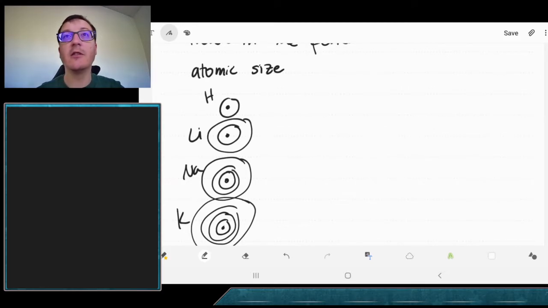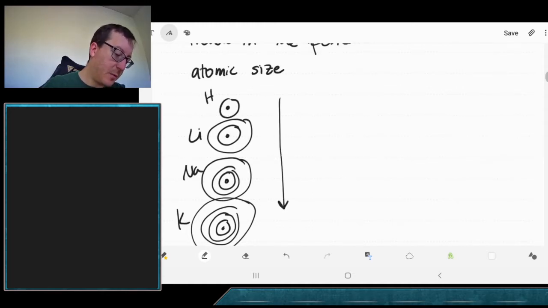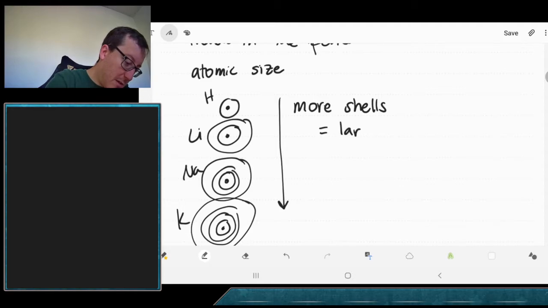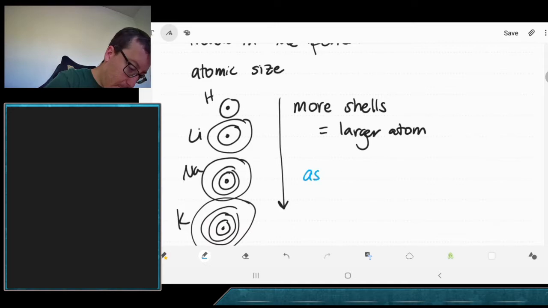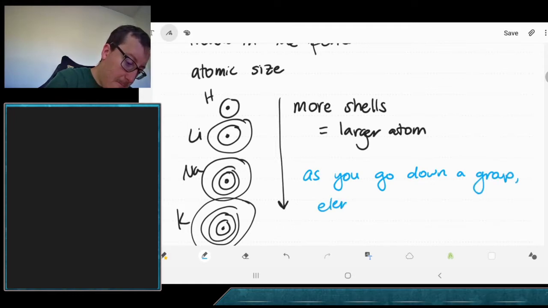there's a pretty obvious trend here in terms of size, even though these are just pictures, right? We see that as we go down the periodic table, we are adding more shells, which means you have a larger atom. And this one's pretty self-explanatory, right? If you use this old model of the atom that had circular rings, those rings get bigger because you're adding more and more of them. And so as you go down a group on the periodic table, you're adding more shells to your atom, and therefore your atom will be larger. Simple as that. So as you go down a group, the elements get larger.